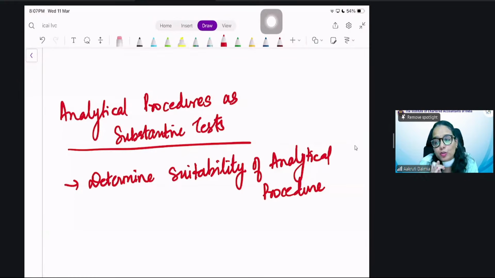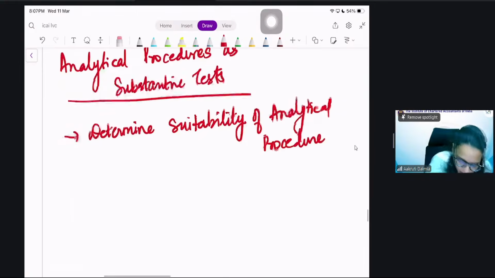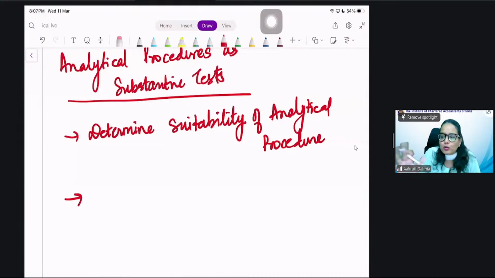Is analytical procedure suitable when there is no predictable data available? If there are no patterns, if there is no predictable data available from the past, can I use it? No. So the first important step is determine suitability, which I have taught you in the previous topics. So determine the suitability. Okay, it is suitable. You have decided it is suitable.